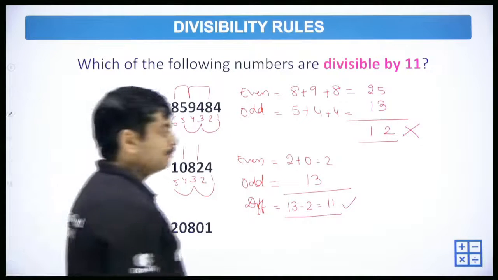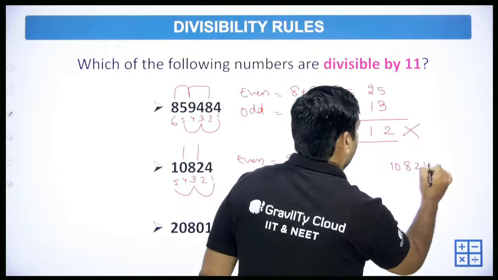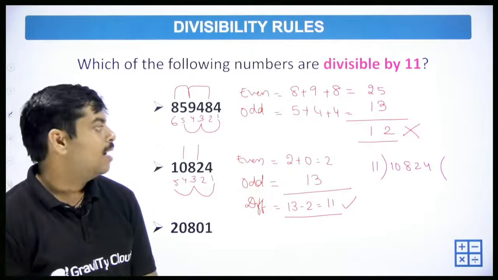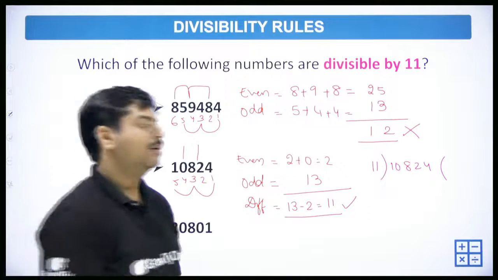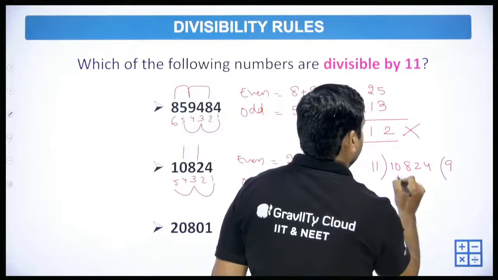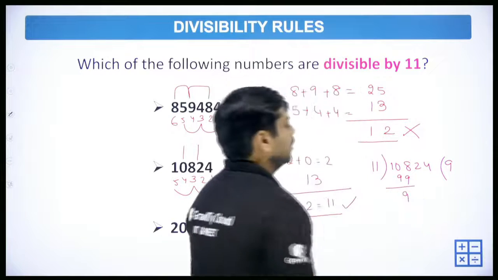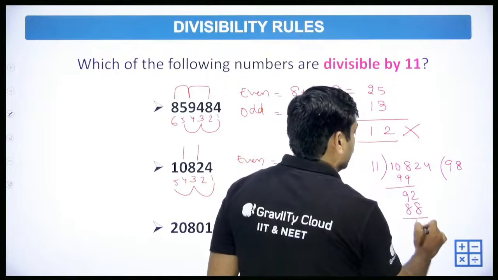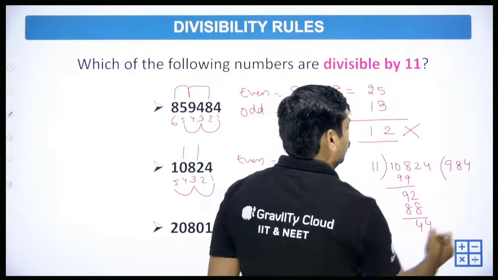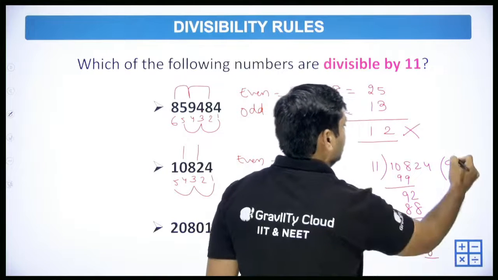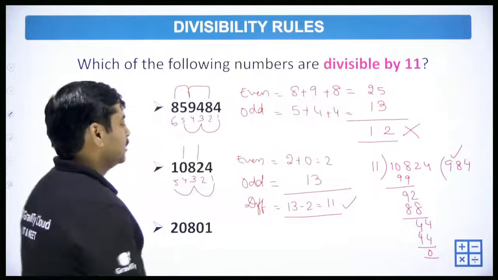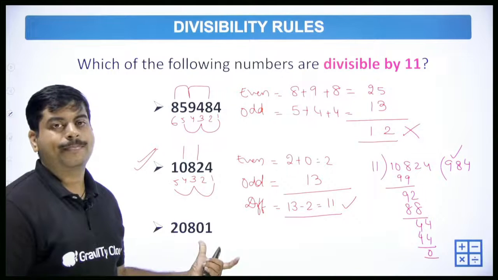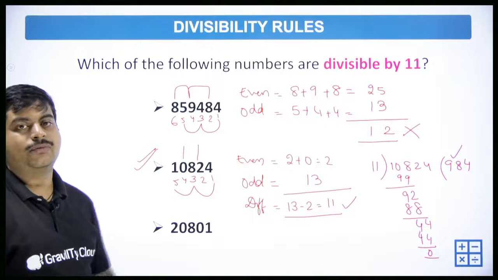Let us check that. 10824. So 11 ones, 11 we cannot. We need to go for 11 nines maybe. 11 nines, how much is that? 99. 11 nines are 99, so we are left with again 9. Then 2 will come. 11 eights are 88, then we are left with 4. And this 4 will come down. 11 fours are 44, and we got the balance 0. Yes, it is divisible. So it is divisible by 11. The same way you can also check for 20801.